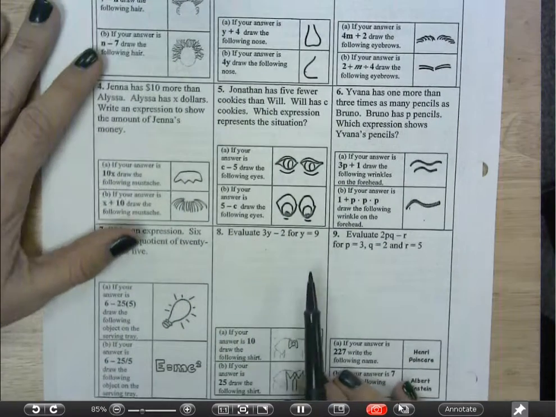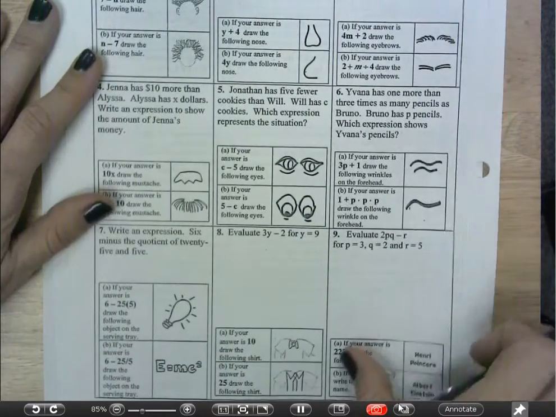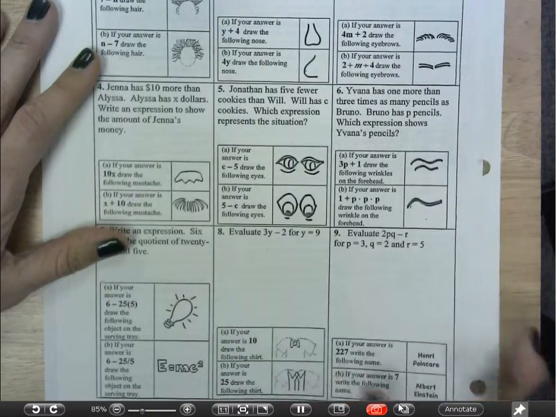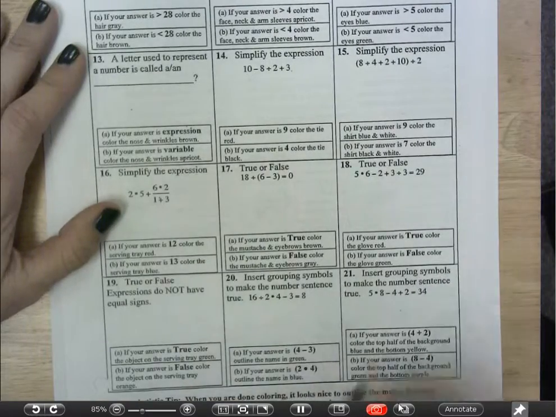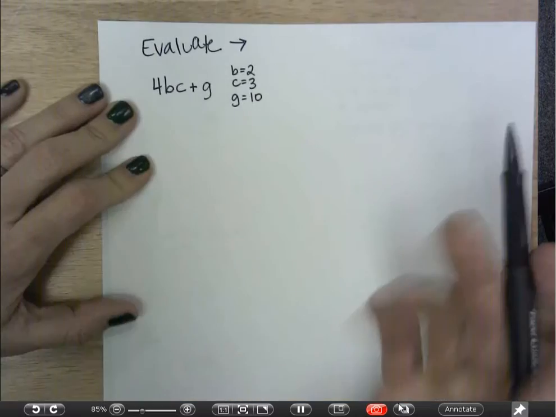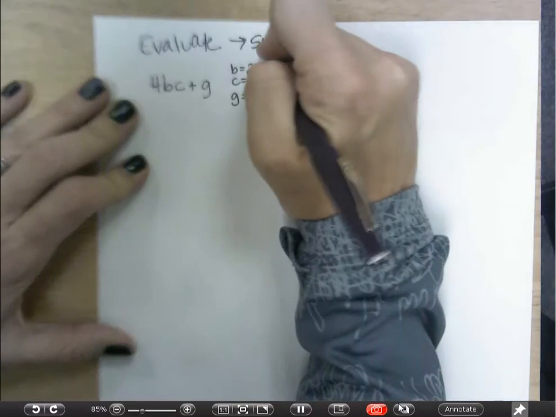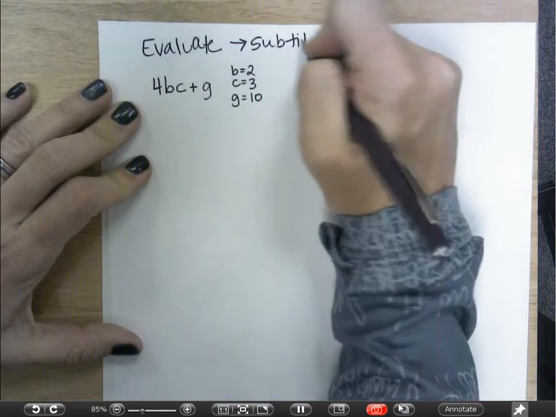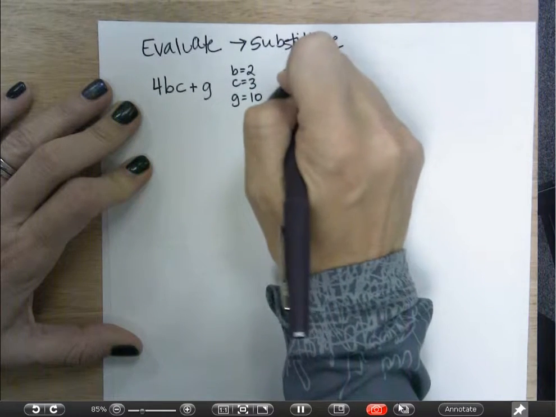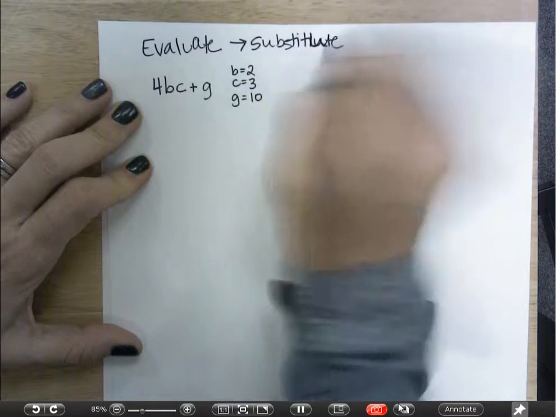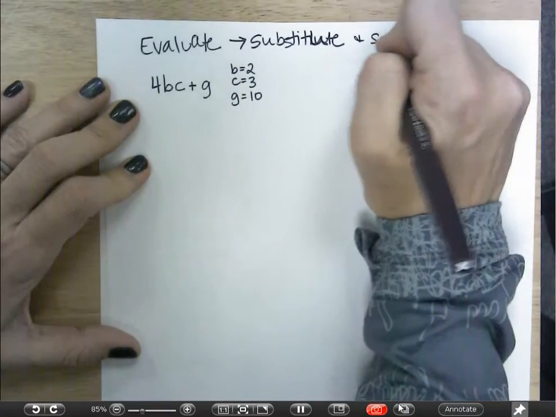Then when we get down here, we get into ones that say evaluate. So 8 through 12 involve you evaluating. This is actually a lot easier than you probably think it is. Evaluate means substitute. Okay, anyway, substitute and solve.